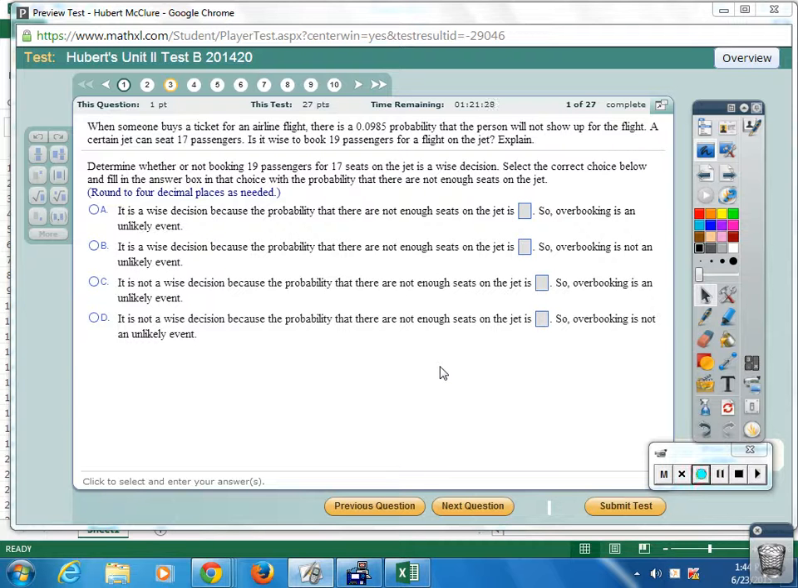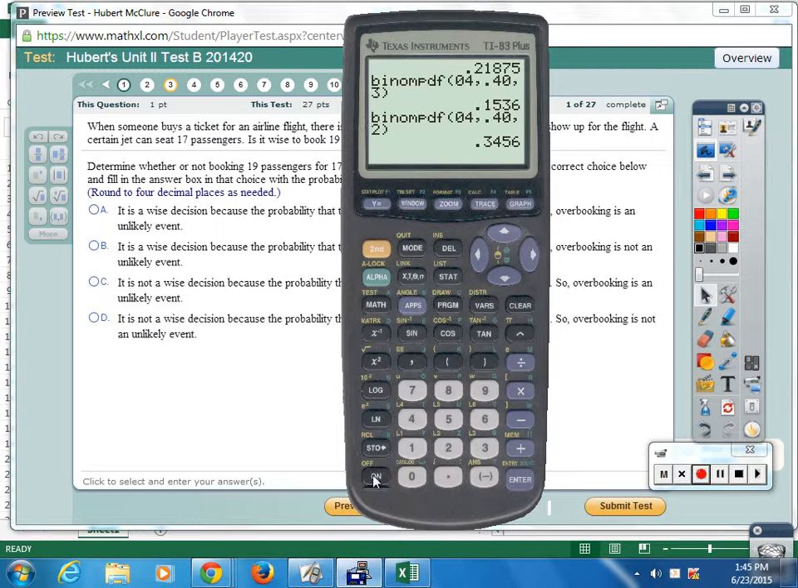what is the probability that all 17 seats are taken? N, P, X. Will you wait a minute? So take your handy dandy calculator and somebody tell me what N is. Well, N's going to be 17 because what does the jet hold? 17.